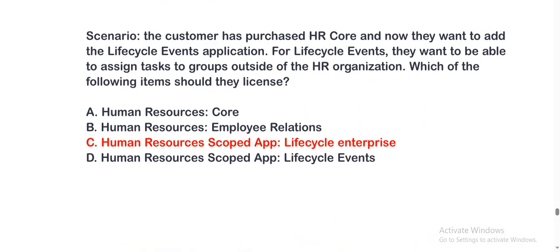Next question is, scenario: the customer has purchased HR core and now they want to add the life cycle events application. For life cycle events, they want to be able to assign tasks to groups outside of the HR organization. Which of the following items should they license? And the options are: option A, Human Resources Core; option B, Human Resources Employee Relations; option C, Human Resources Scoped App Lifecycle Enterprise; and option D, Human Resources Scoped App Lifecycle Events. And the correct option is option C.